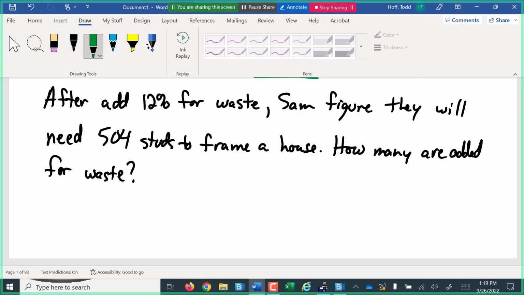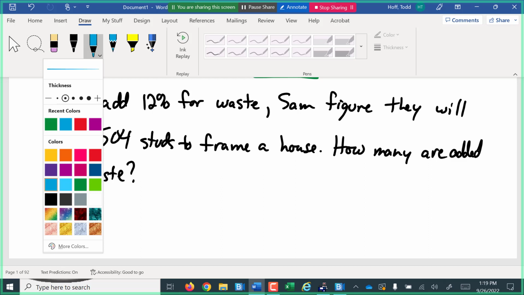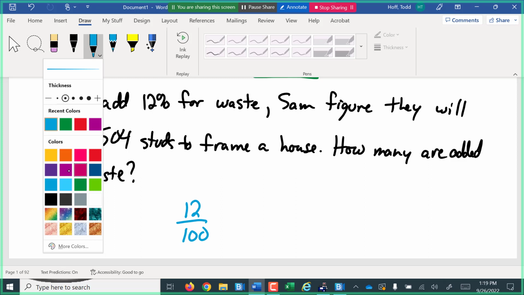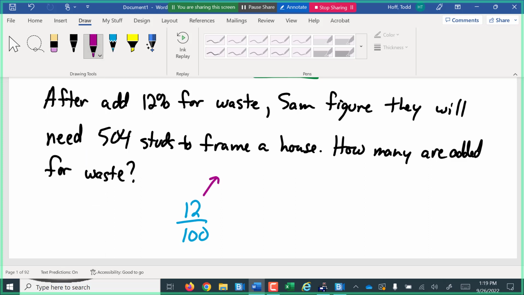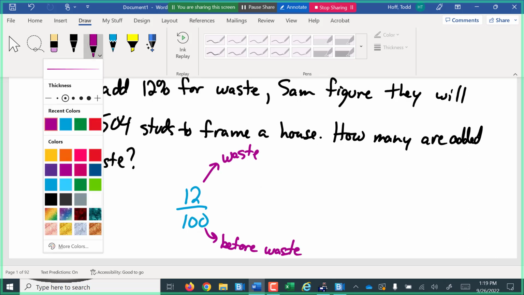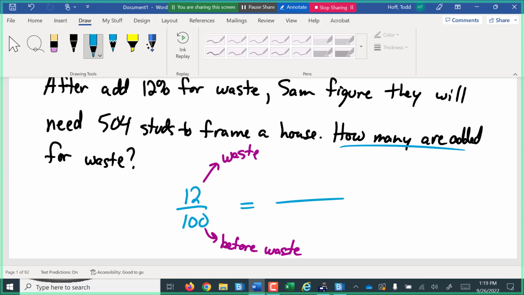So again, if we look at that 12%, 12 out of 100. The 12 is the amount for waste. And the 100 is the amount before waste. And of course, we want to know how many are added for waste. So that's the number we're looking for. But again, the 504 does not represent the amount before waste. That's the amount after waste.